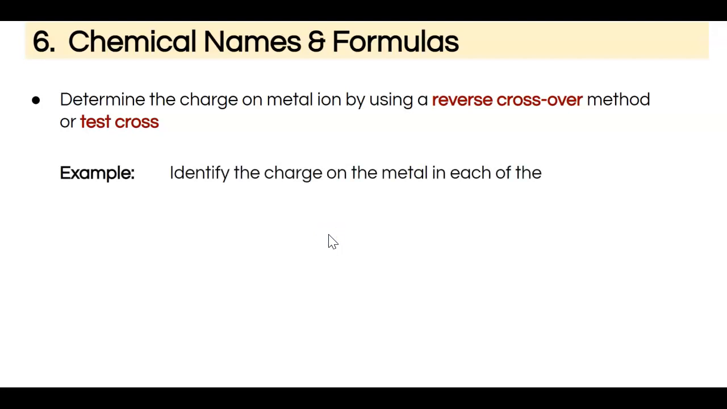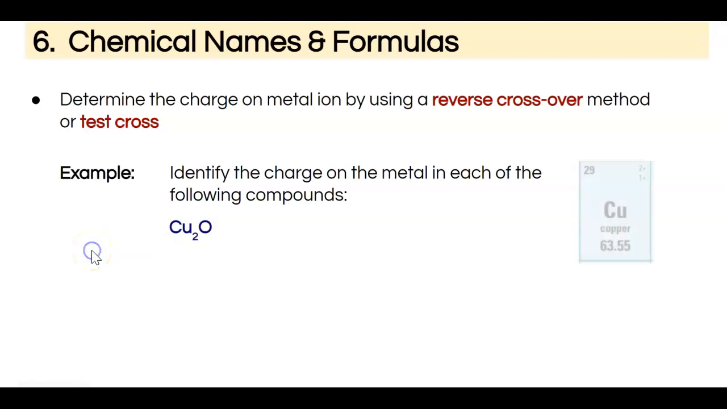If I said to you, identify the charge on the metal in each of the following compounds, then that is a precursor skill that you need to know how to name a compound with a particular charge. So in Cu2O, I know that copper in this compound is multivalent. So in naming this compound, I would need to know, does this compound contain copper with a +1 charge or a +2 charge? So let's take a look.